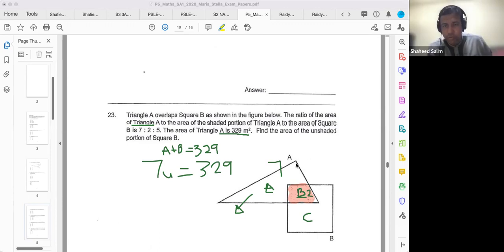Well done. So I'm going to ask you, the unshaded part of the square is how many units? 3. Unshaded of the triangle is 5. Well done, very easy, yes. You can do this. Remember, it's all in the mind.